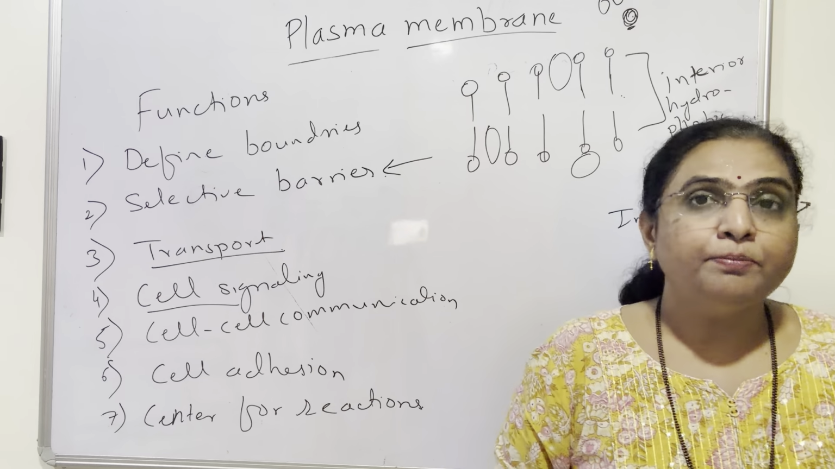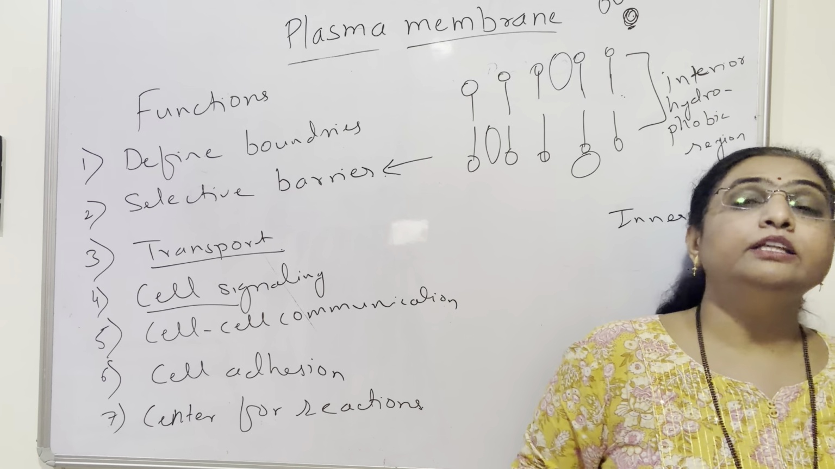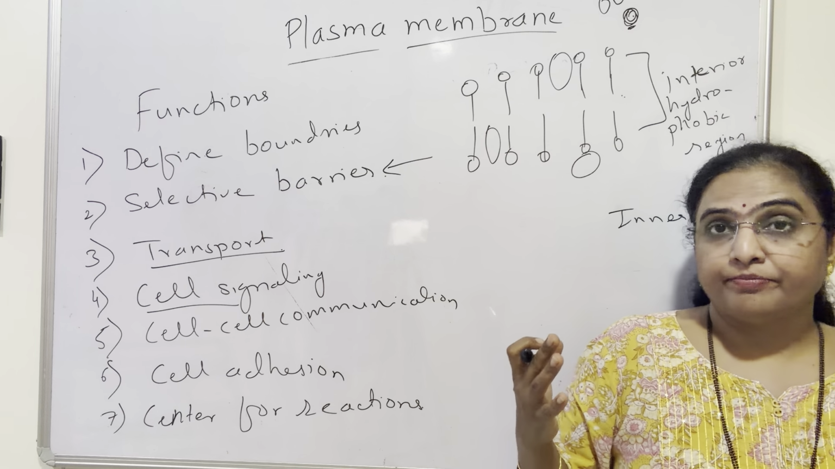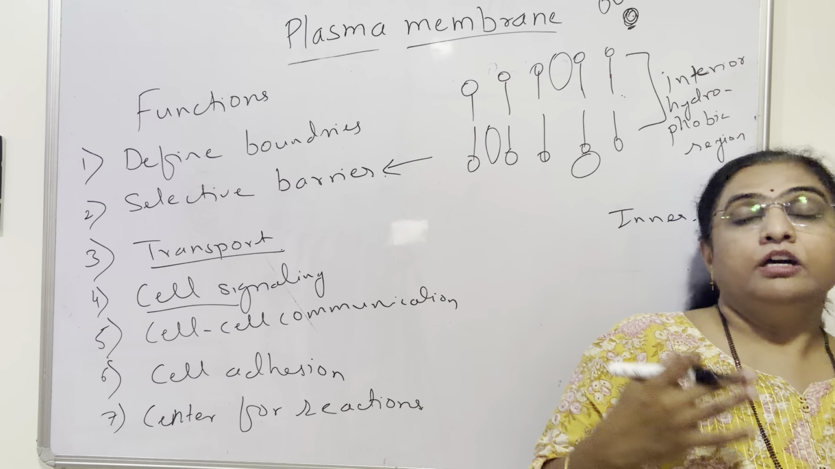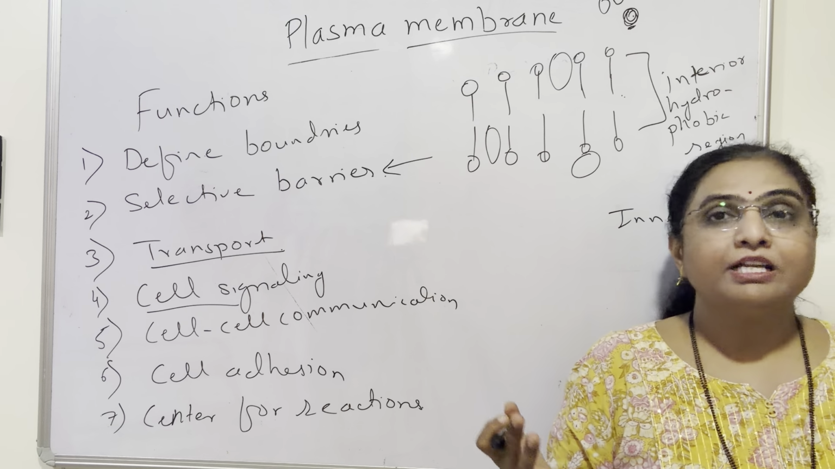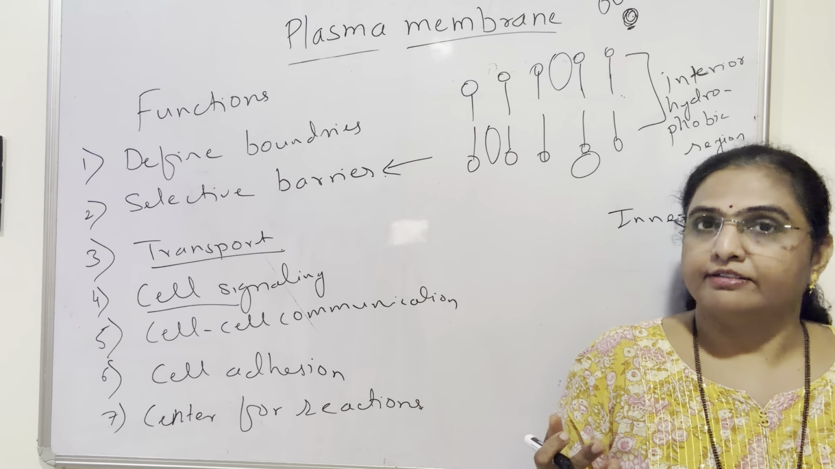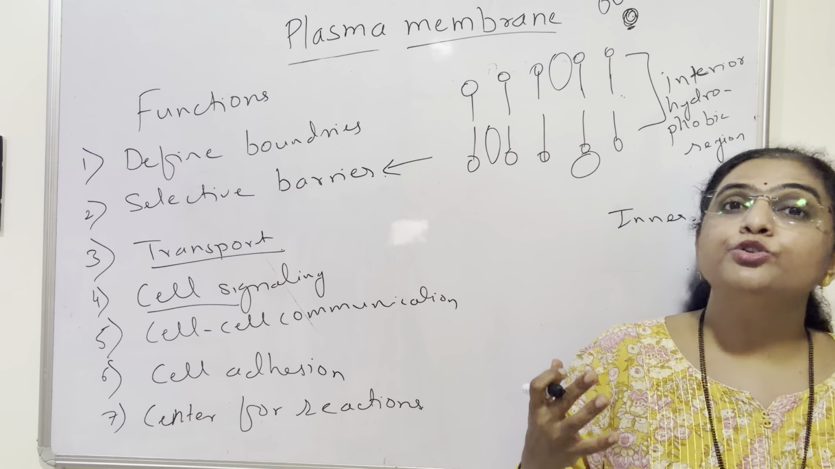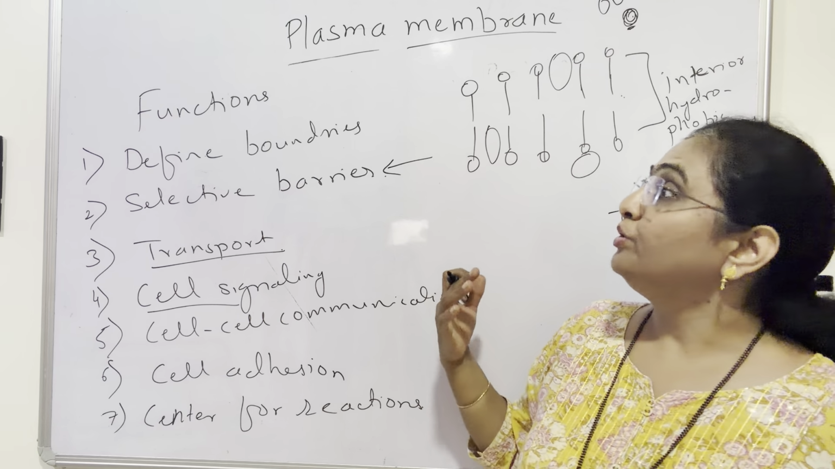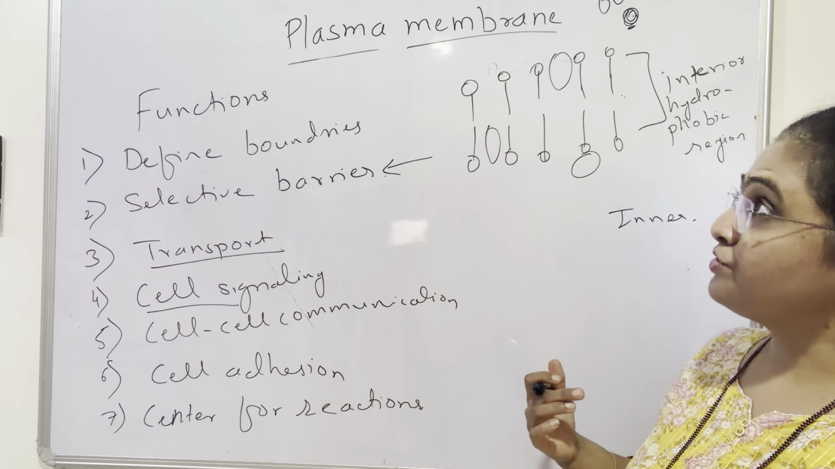Like in bacteria, the ETC, that is the electron transport chain, is carried out over the plasma membrane. Okay, so it is a reaction center. The plasma membrane provides the reaction center. So these are the functions of whom? These are the functions of the plasma membrane.